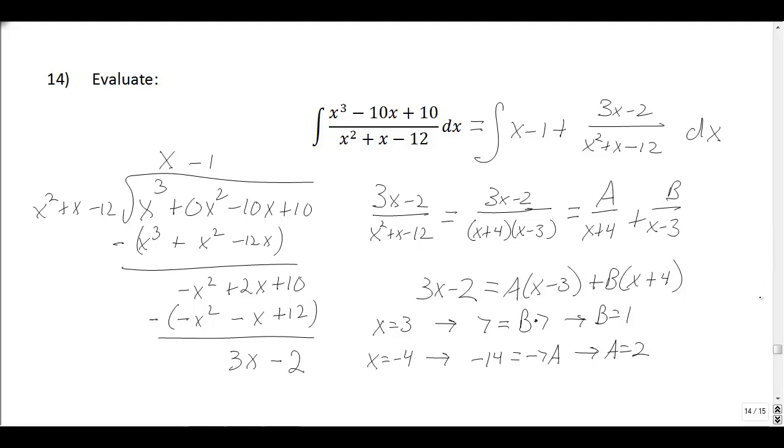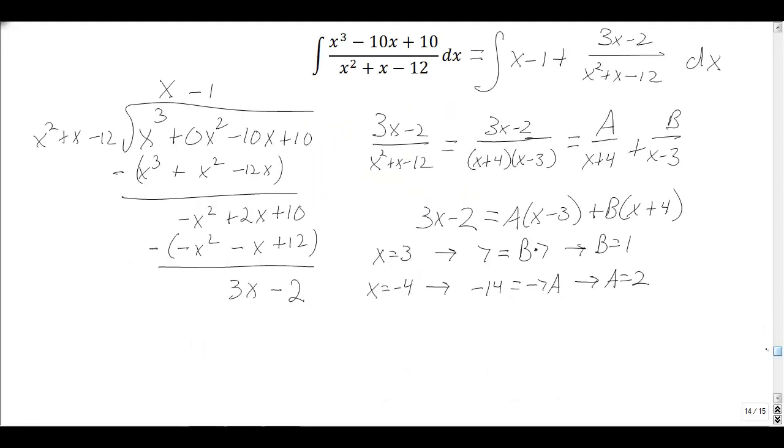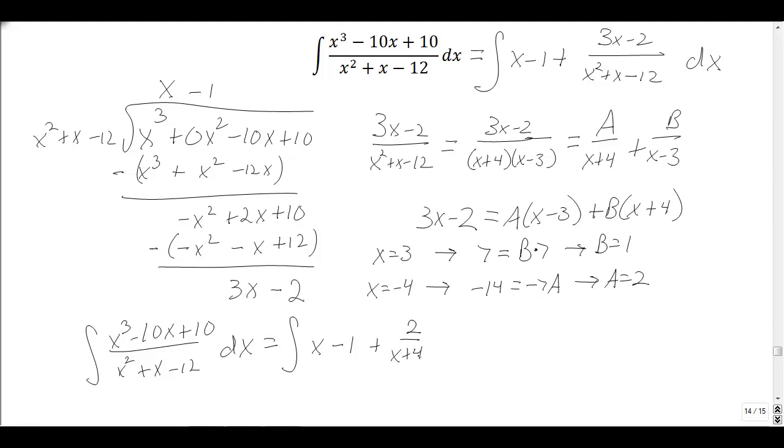So what I get here, well, that's my initial integral of x cubed minus 10x plus 10 over x squared plus x minus 12 dx. By doing some algebra, we can split this into an integral of x minus 1, and then plus a over x plus 4, so plus 2 over x plus 4, and then plus 1 over x minus 3.